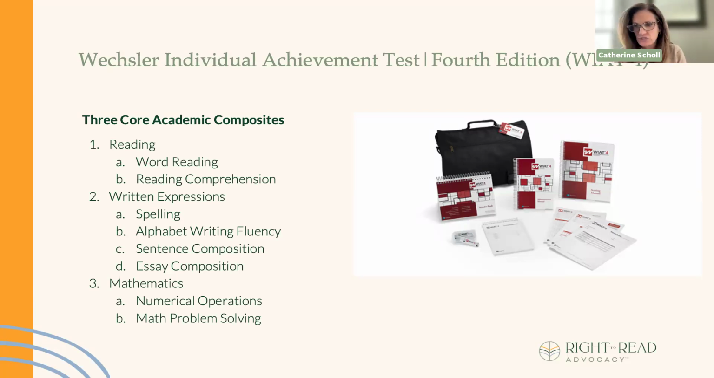Same thing with written expression. The WIAT is going to look at spelling, alphabet writing fluency, sentence composition, and essay composition, and then we go on to mathematics, which is numerical operations and math problem solving. Once we have finished all of these subtests, we put together a report based on where the strengths and weaknesses lie within your child.